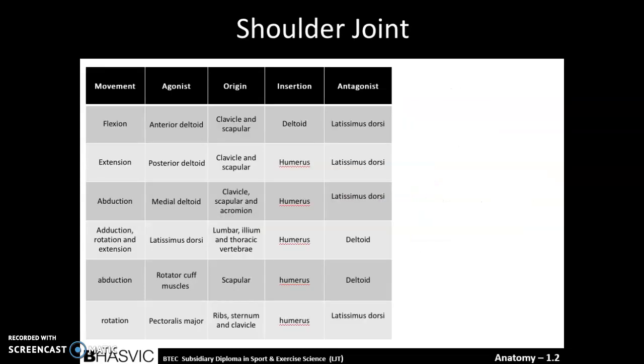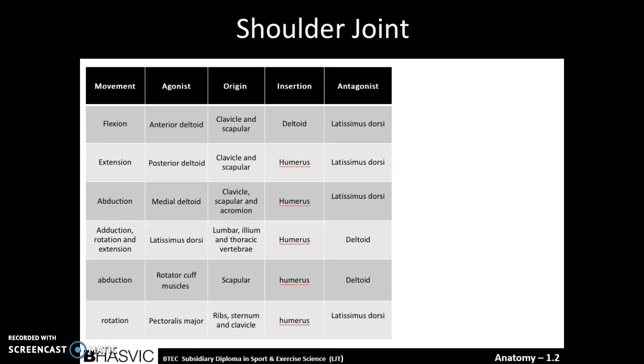Within the shoulder joint, when the agonist is the anterior deltoid and the antagonist is latissimus dorsi, the movement is flexion, the origin is clavicle and scapula, and the insertion is in the deltoid. When the agonist is the posterior deltoid and the antagonist is the latissimus dorsi, the movement is extension, the origin is clavicle and scapula, and the insertion is in the humerus.